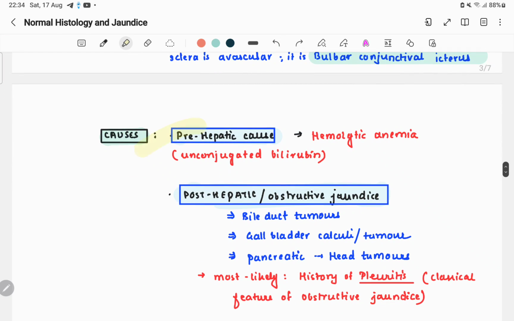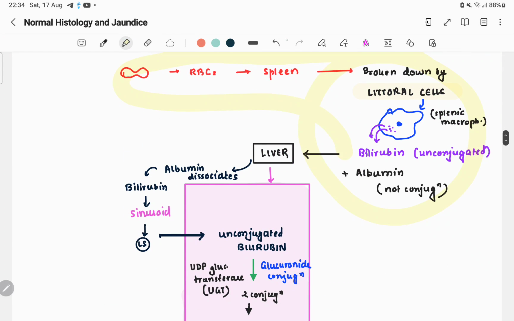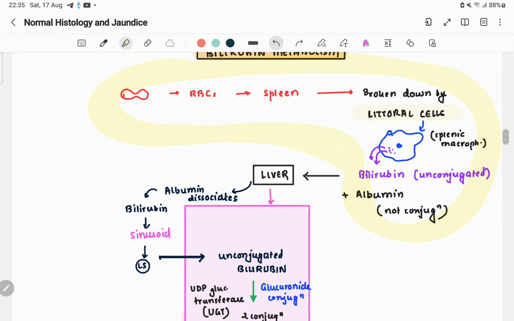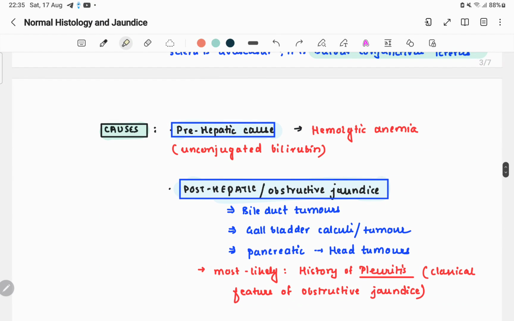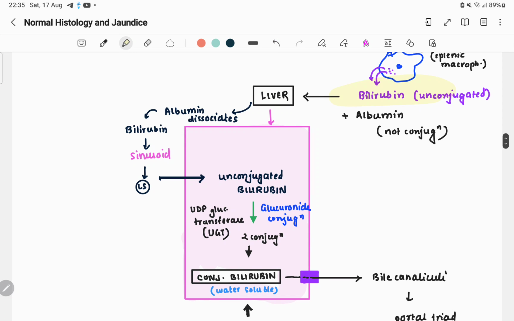What are the causes? We have a pre-hepatic cause, before reaching the liver. This is the liver point. If there is any pathology occurring before reaching the liver, it is called the pre-hepatic cause. What are the causes? Hemolytic anemia. If the RBC lyses, there cannot be any conjugation. It won't reach the liver at all, so there will be an increase in unconjugated bilirubin. Remember, whenever there is a prehepatic cause, there is an increase in unconjugated bilirubin, because conjugation will occur only if the bilirubin reaches the liver, right?